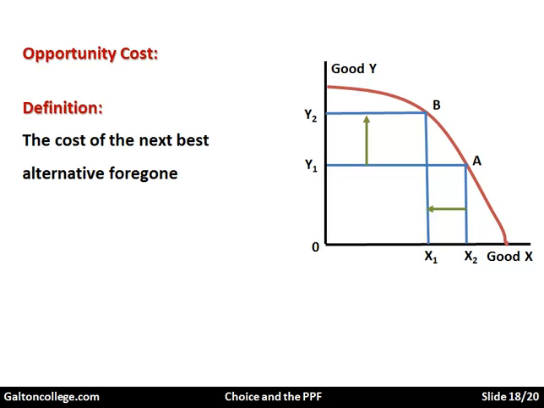Now the opportunity cost is the cost of the next best alternative foregone. The next best alternative given up. That's what we mean by opportunity cost. It's what we give up to do something or to get something. And it's the next best one. It's not just any one, it's the next best one that we've given up.